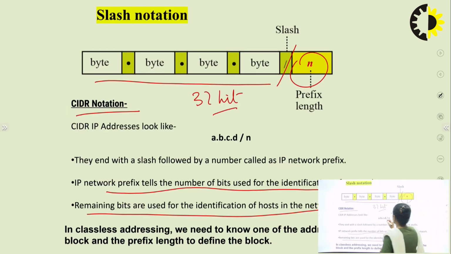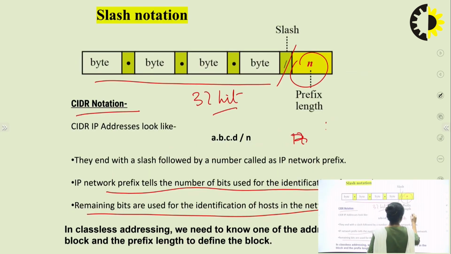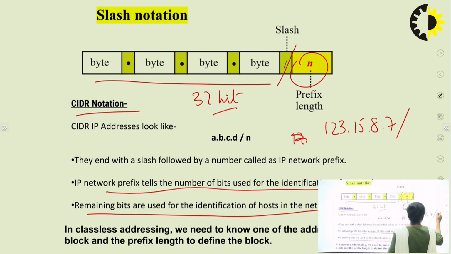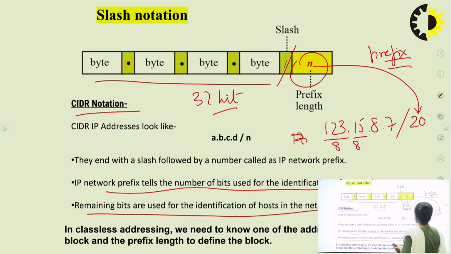Let me explain here. For example, we have an address something like this, 123.15.8.7 slash, let me say, 20. What does it mean? This n tells the number of bits that is reserved for the prefix, or rather the net ID. So out of the total number of bits, 20 bits is reserved for net ID. If you remember, we have 8 bit, 16 bit, and from here it will take 4 more bits.